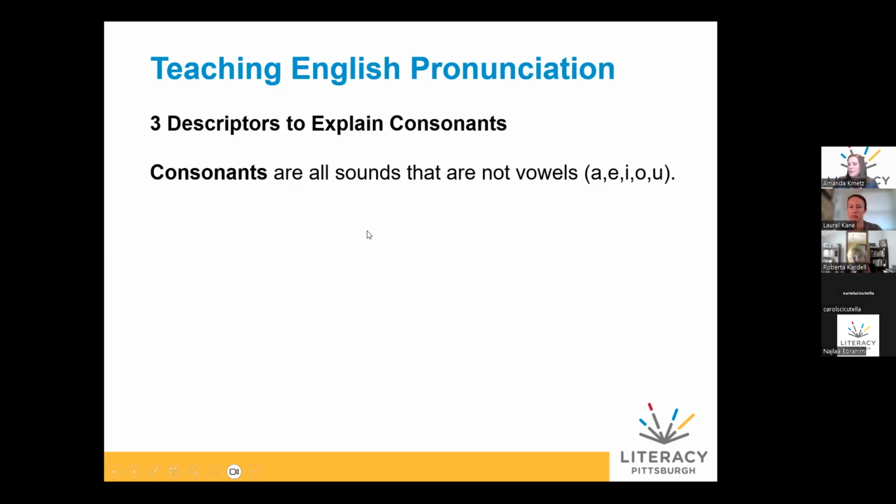Again, just to give you a definition of consonants. Consonants are sounds that are not vowels. So in English, we have 5 vowels, A, E, I, O, U. Every other sound is considered a consonant. We can explain consonants by voicing.